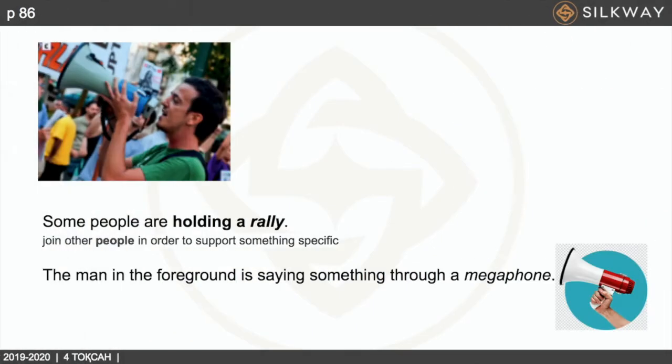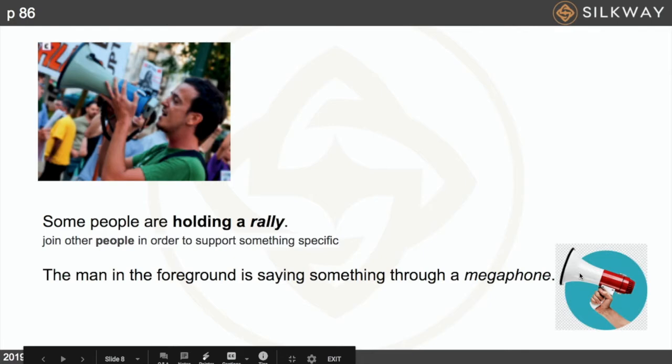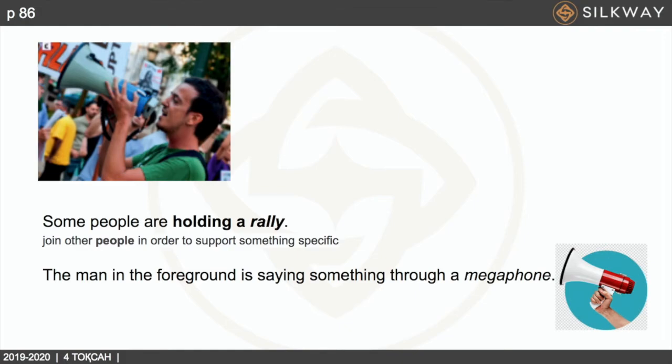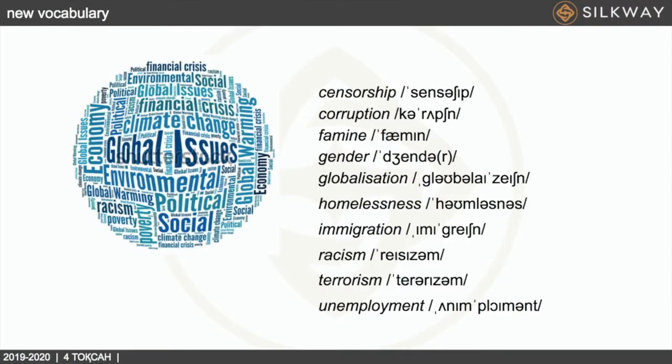In the third photo, photo C, you can see some people who are holding a rally. A rally is when people join in order to support something specific. So the man in the foreground is saying something through a megaphone, as you can see, using this tool to be able to be heard. So this is pretty much what we have to start with.